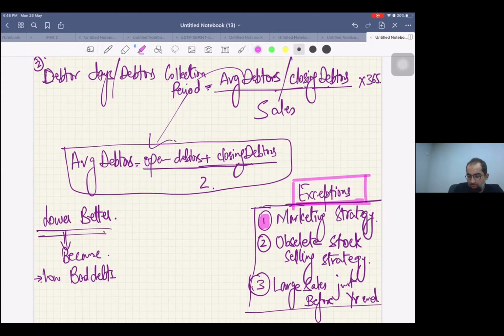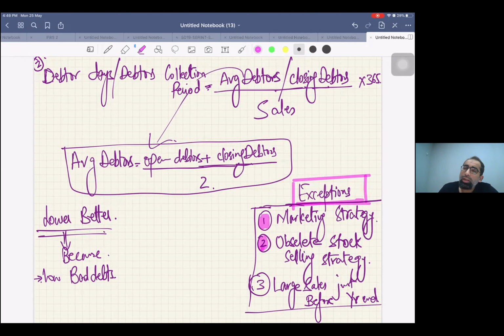Number two, obsolete stock. Obsolete stock selling strategy. Look here, let us say I have this pen. This is not a perishable good, but let us say this pen will expire in 3 days. Or I have some fruits which will expire in 3 days. So now I should sell them within 3 days, otherwise the value will be zero.